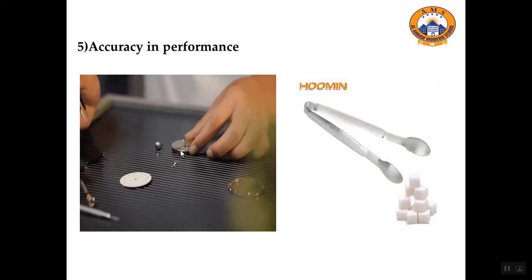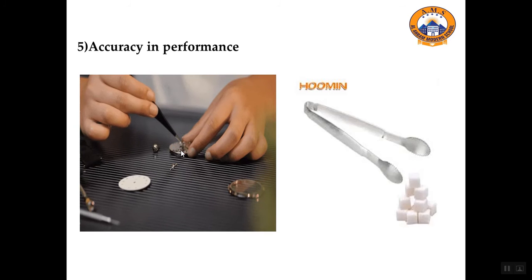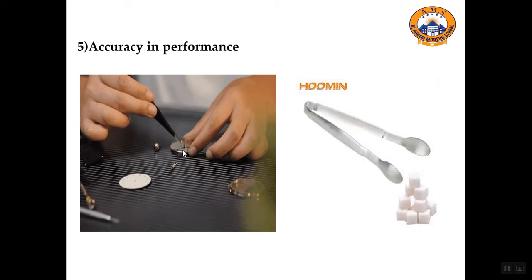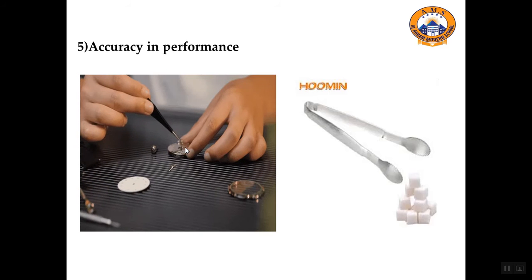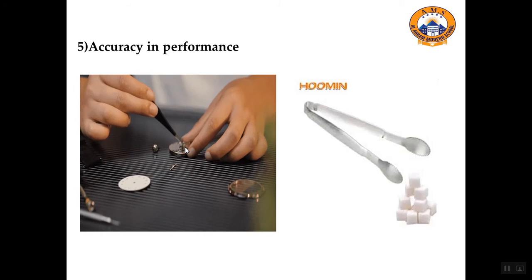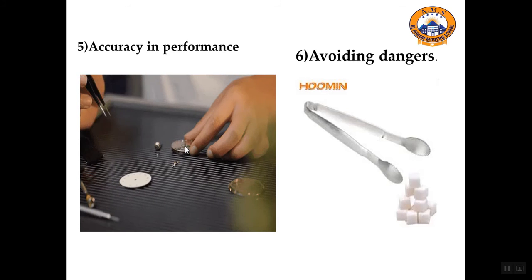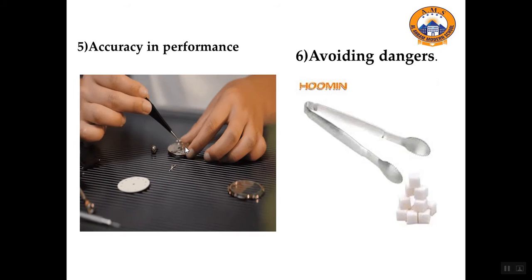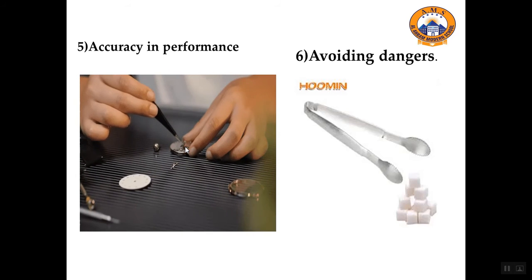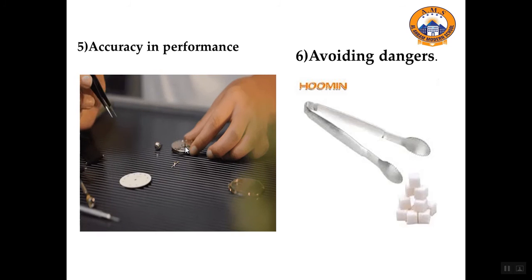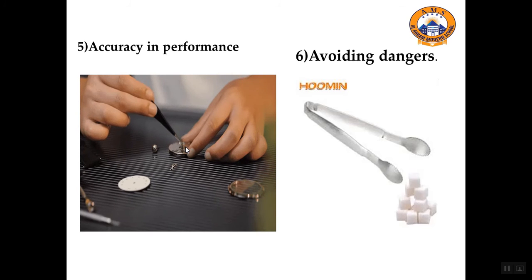One more use is preventing our hand from dangers. We can't hold the ice for a long period of time. Even the coal, we can't touch the coal. So we use a coal holder or the ice holder to avoid danger and protect our hand from being hurt. To sum up, the levers are important because they perform the tasks more easily through increasing distance, increasing speed, increasing force, moving from one place to another, accuracy in performance, and avoiding dangers.